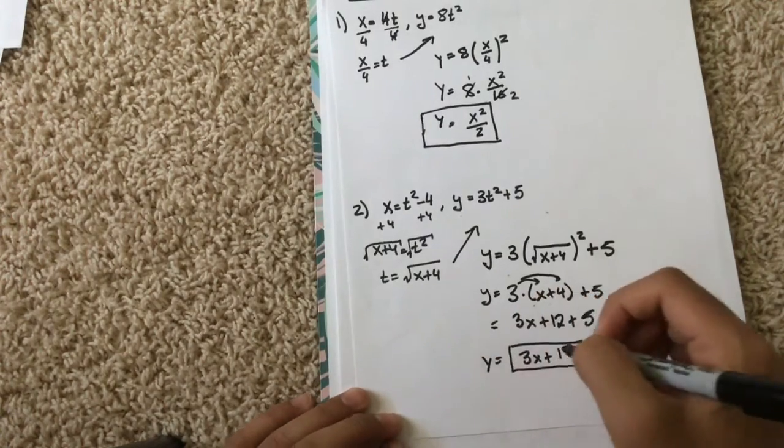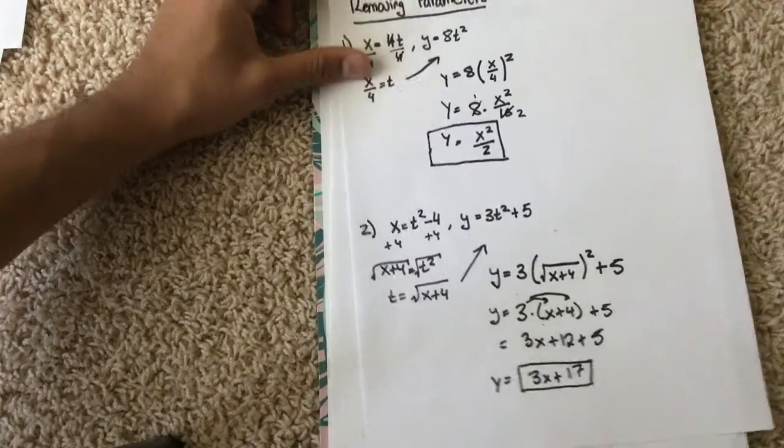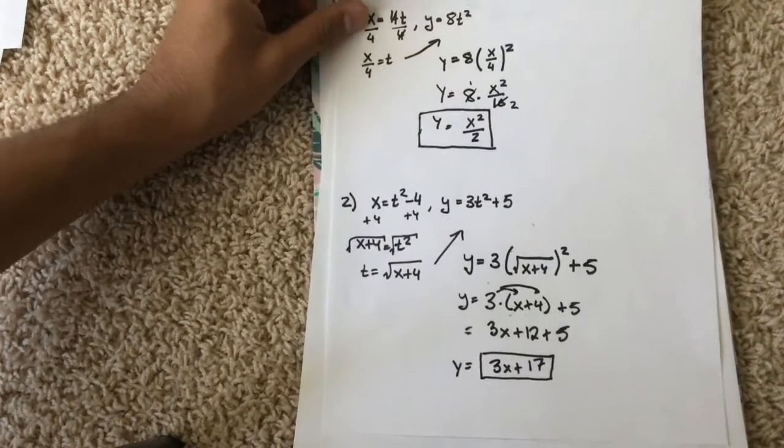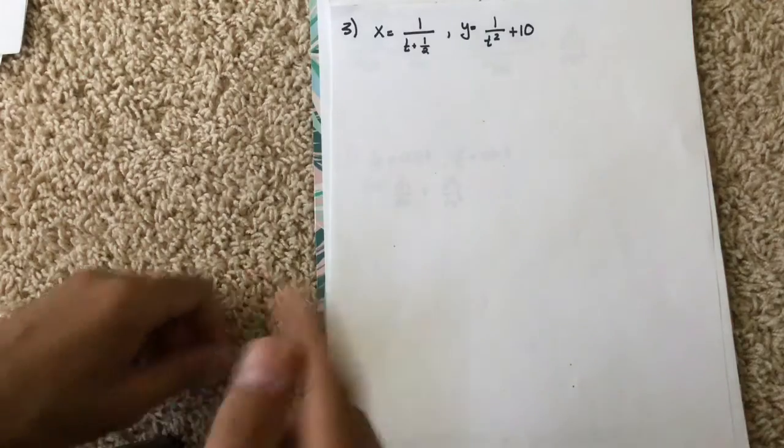Of course, y equals 3x plus 17. We removed our parameters. So let's try something a little bit more difficult. In this one, we have x equals 1 over t plus 1/2, and y equals 1 over t squared plus 10. And so the first step that we can do to find what t is is this.